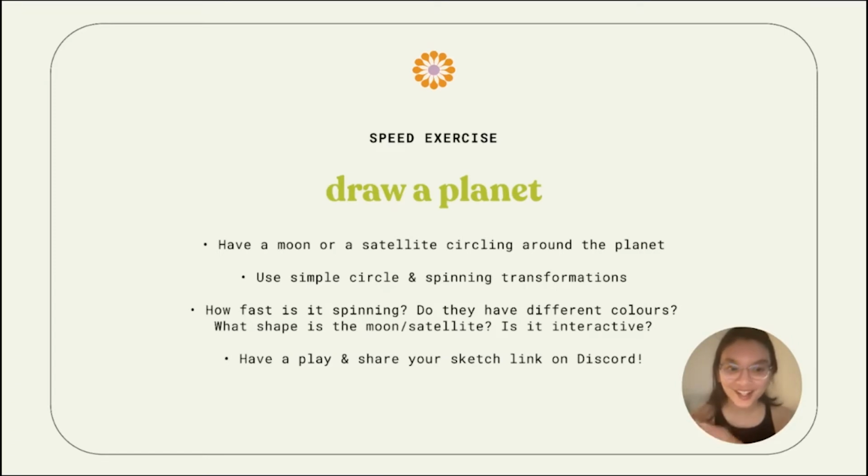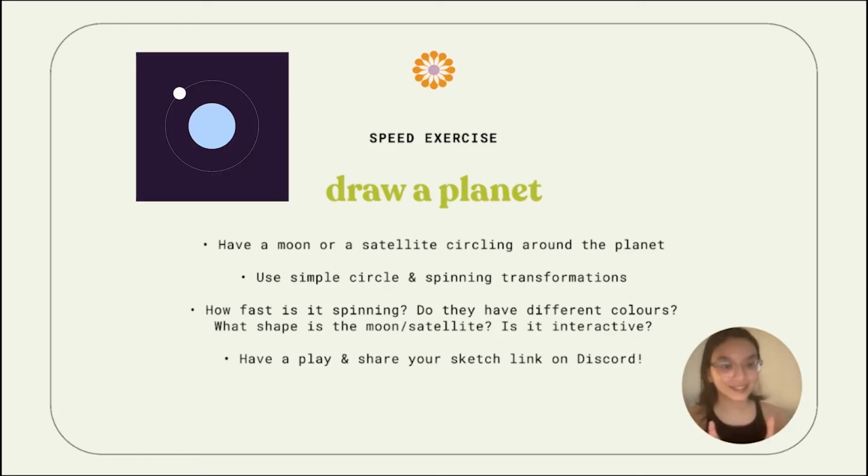All right, now comes our favorite part, which is the speed exercise. For this speed exercise, try to draw a planet. Of course, a planet is just a simple circle, but maybe can we use spinning transformations to have a moon or a satellite circling around the planet? How fast is it spinning? Do they have different colors? What shape is it? Is it interactive even? Like, does it stop when the mouse is clicked? Does it change color if you press a key?